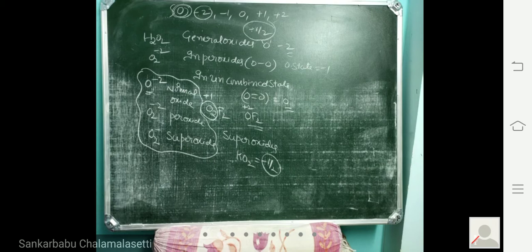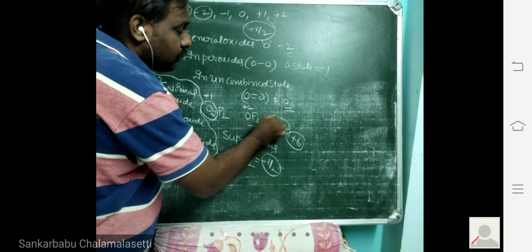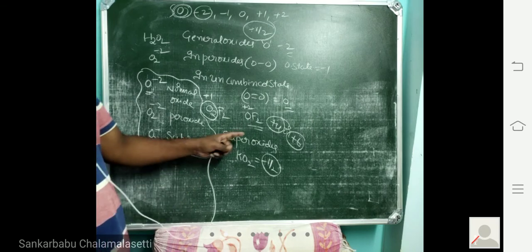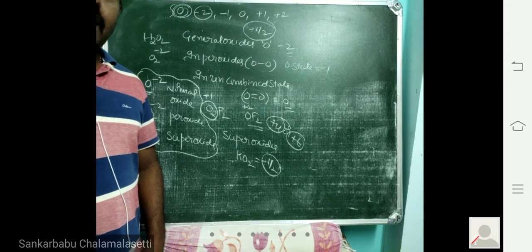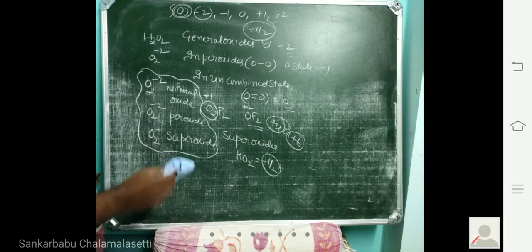One more important point regarding the oxidation state of oxygen: oxygen cannot show higher oxidation states, that is +4 or +6. The reason for this is the absence of d orbitals. Due to the absence of d orbitals, oxygen is unable to show higher oxidation states, +4 and +6.